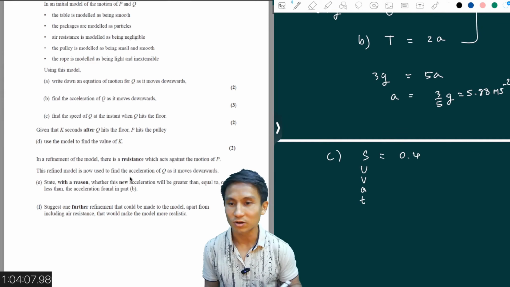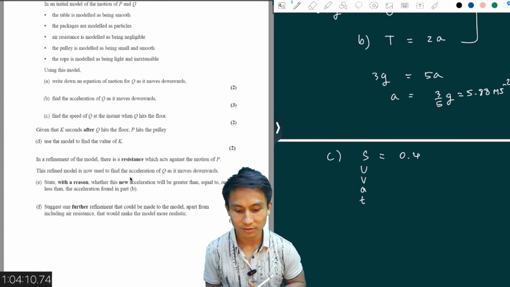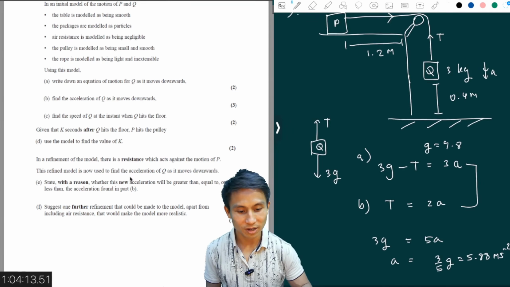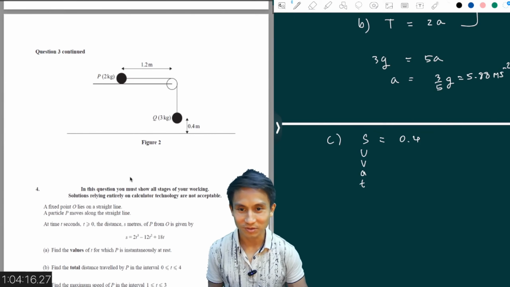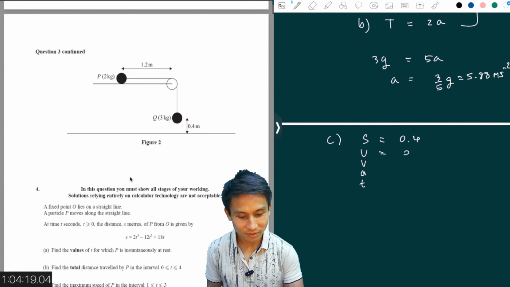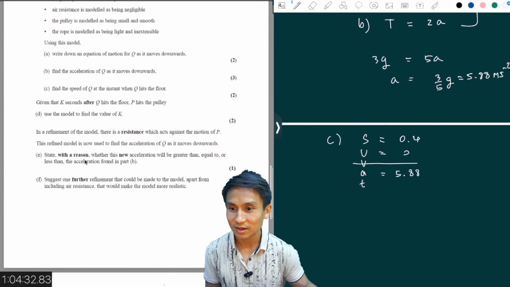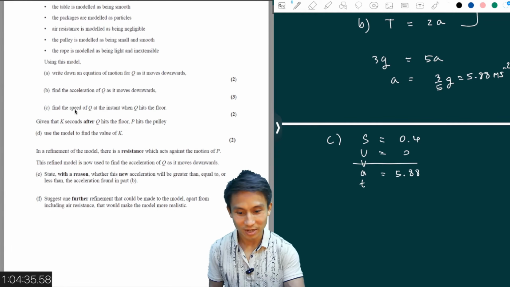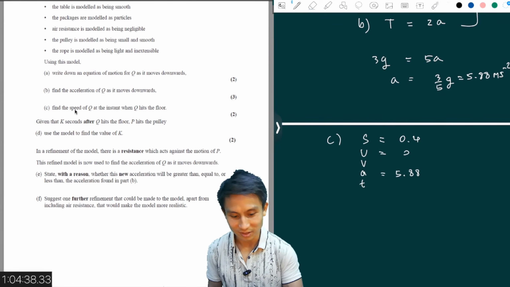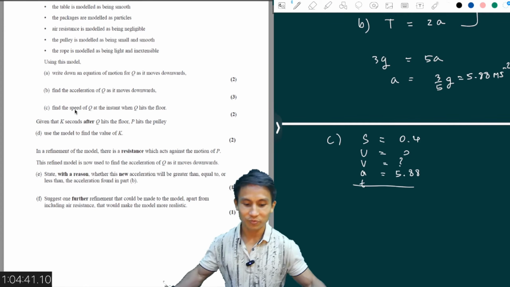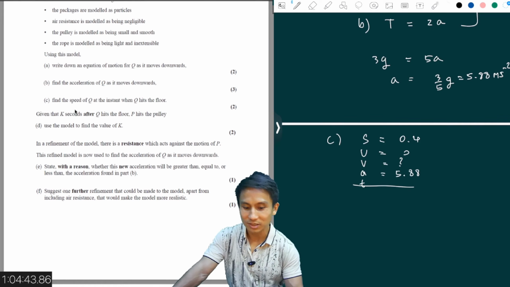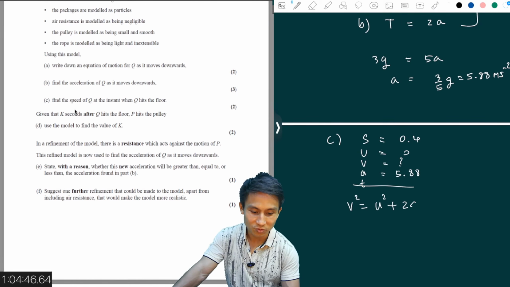Distance traveled is 0.4. Let's use downward as the positive convention. So moving down, 0.4, right? Let's look at the actual diagram here. And then U is 0. V, we don't know. A is 5.88 downwards. And T, wait, what do we actually want to find here? We actually want to find the speed, but we don't care about the time. So what equation is the one without the T, which is V squared equals U squared plus 2AS, yeah?